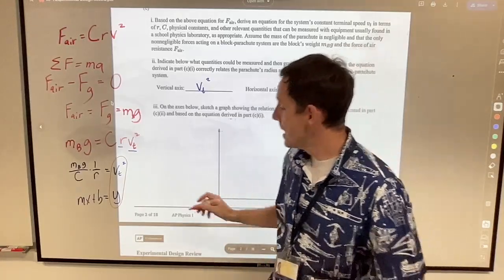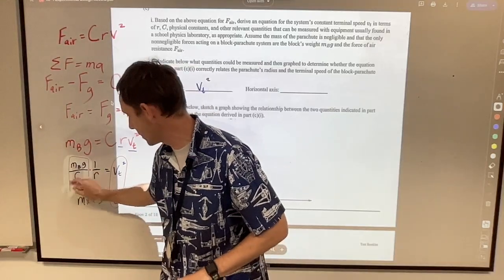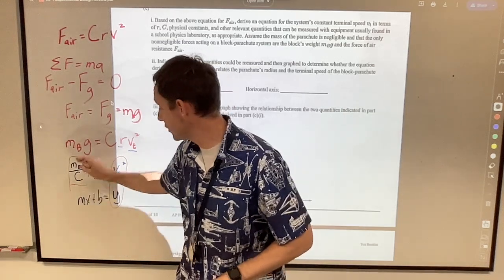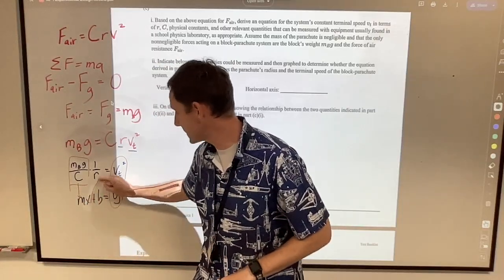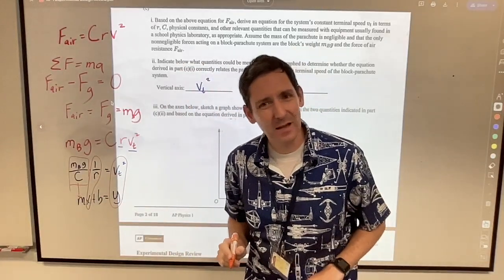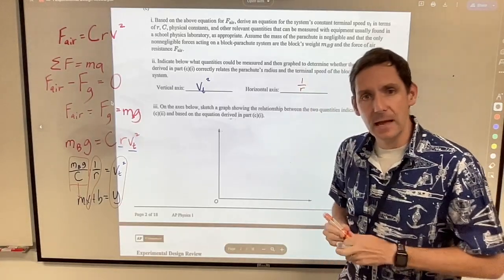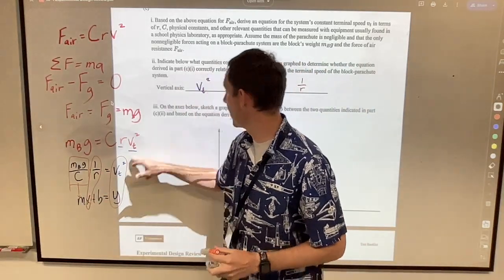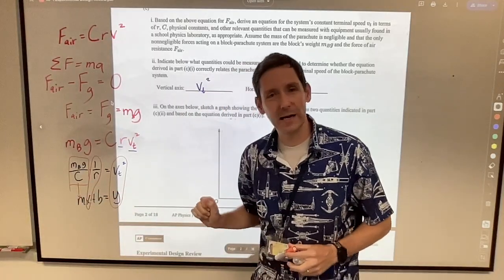We talked about that. And then on the x-axis, notice that I have a bunch of constants here. The mass of the block is constant, gravity is constant, and that c is constant. So that's a whole bunch of constants. That is going to be m, and then x is being multiplied by that. So x is 1 over r. And so I'm going to put, for the horizontal axis, 1 over r. And if I put 1 over r on the horizontal axis for x, and I put v squared on the vertical axis for y, I get y equals mx plus b.